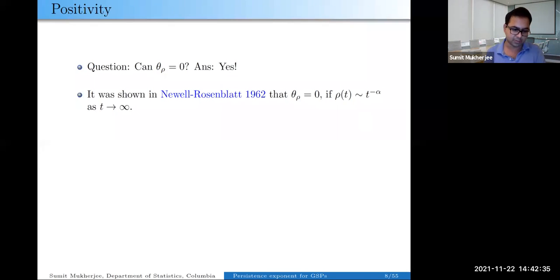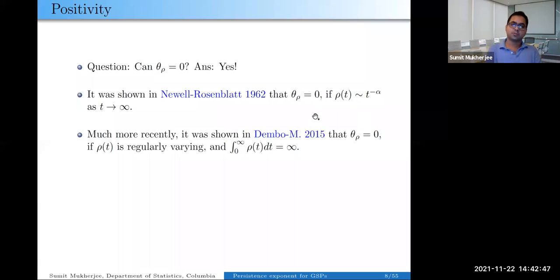Actually, they give upper and lower bounds, but in this talk, I'm only going to summarize the results in terms of the exponents, just to keep the answers clean. So much more recently, their results were sharpened by this paper, which shows that the exponent continues to be 0 if rho t decays in a regularly varying fashion, and the integral is infinite. So you're allowed to take rho t decaying like 1 over t, or log t over t. So other functions are fine as long as rho is regularly varying and it integrates to infinity. You still have the same conclusion.